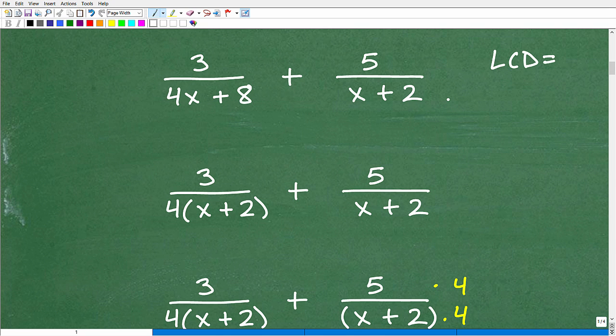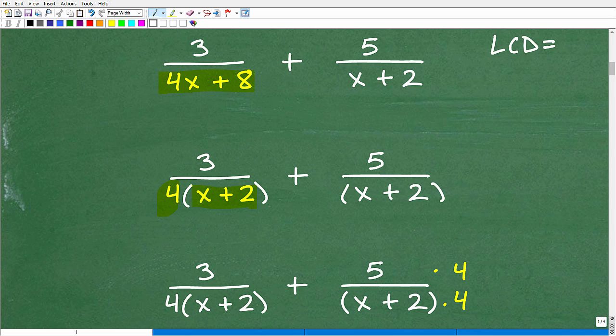Well, the best way to approach this is to factor the denominators, okay? So let's factor this. This one you can't factor anymore. So when I factor this, I got 4 times x plus 2. Now here I have an x plus 2, okay? Now there's no parentheses there, but you could put parentheses in. Matter of fact, I would recommend that you do so.